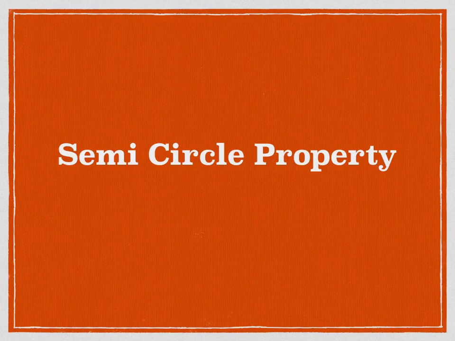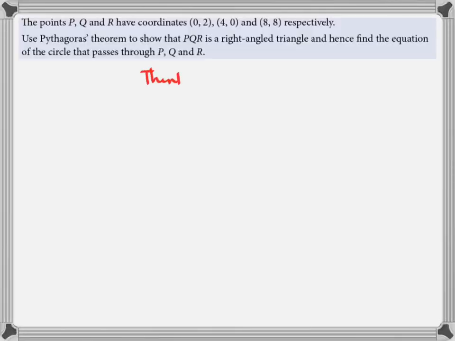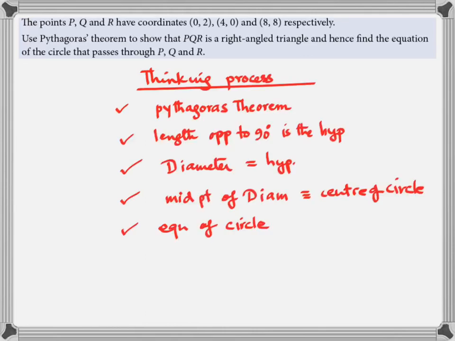Now we are using the semicircle property. Let's look at the question. Three points P, Q, R have coordinates such and such respectively. Use Pythagoras theorem to show that PQR is a right angle triangle. Hence find the equation of a circle that passes through P, Q and R.